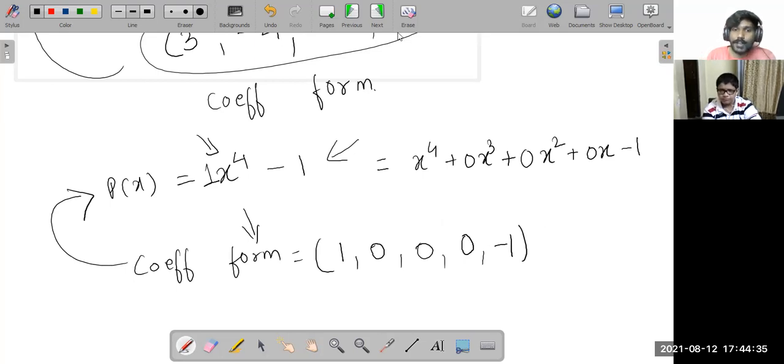I hope you understood why coefficient of x square is 0 and why coefficient of x raised to 4 is 1. The x cube term is not present, that is why 0. But x raised to 4, the variable is there. It just does not have any number in front of it. So when it has no number in front of it, you should understand that it means it is 1. Clear?